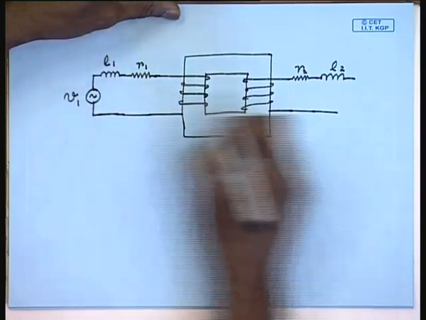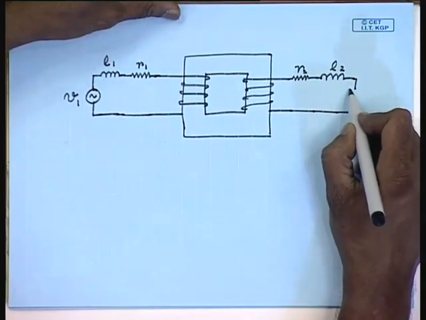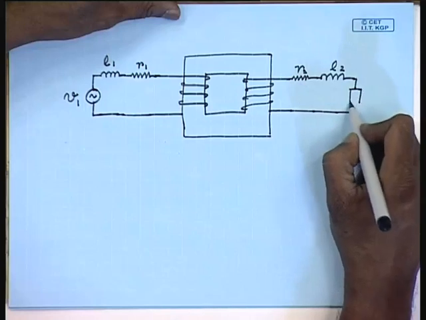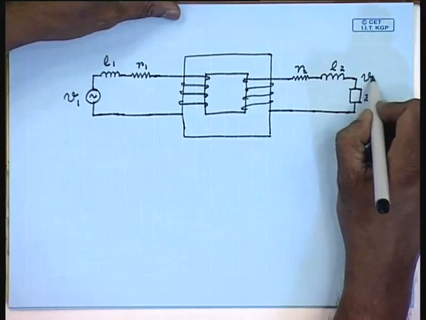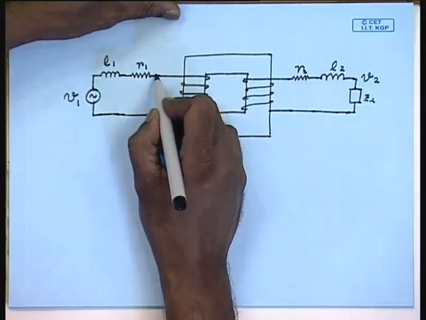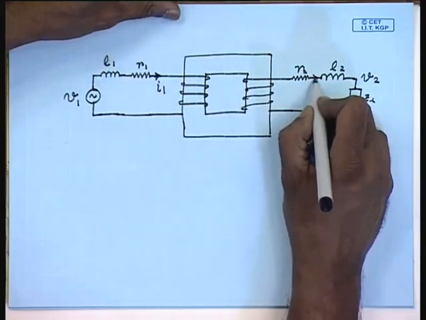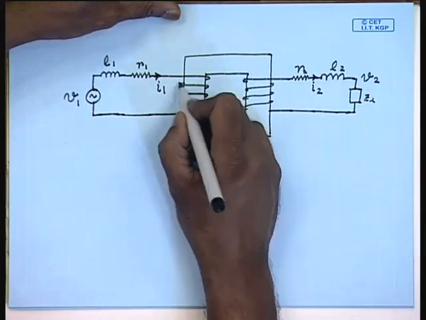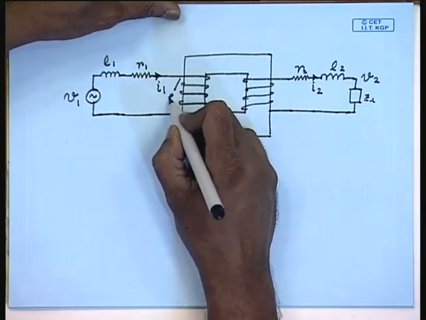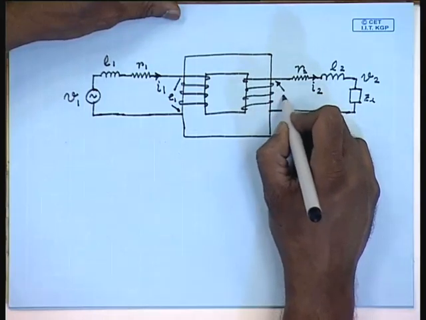V1. The load will usually be connected here. This voltage is V2. The current flowing in coil 1 is I1, flowing in coil 2 is I2. The induced voltage across coil 1 is E1, while the induced voltage across coil 2 is E2.